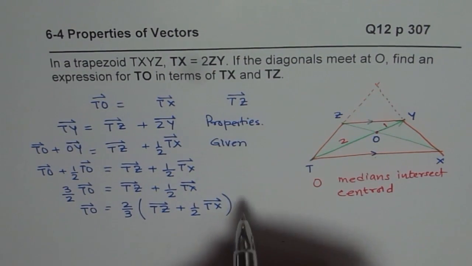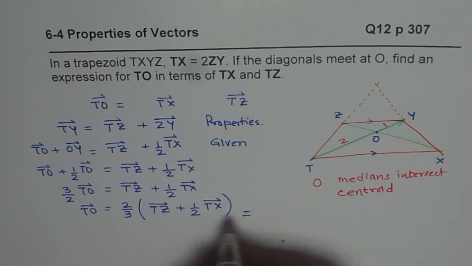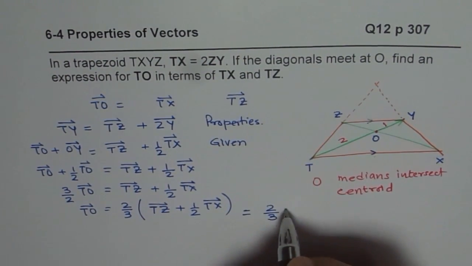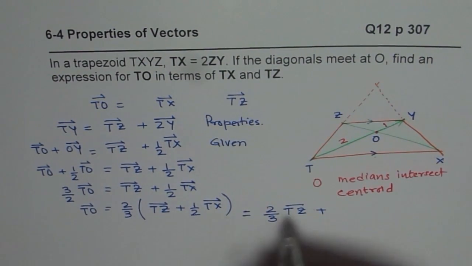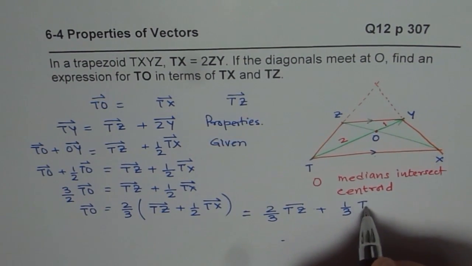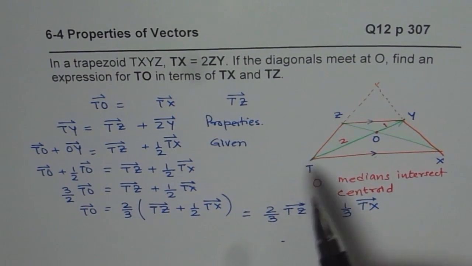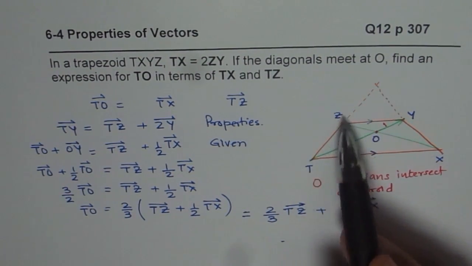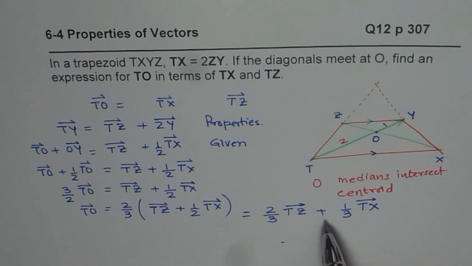Now we can open the brackets. Let me extend on this side. We open the bracket and get 2/3 of TZ plus, when you multiply with this, 2 and 2 cancel, so you get 1/3 of TX. That is how you can show a relation between TO and TZ and TX. So TO is 2/3 of TZ plus 1/3 of TX. I hope the steps are very clear to you, and that's how we should be doing it. Thank you and all the best.